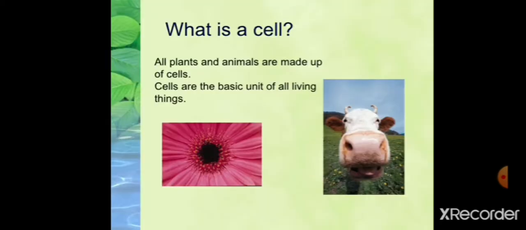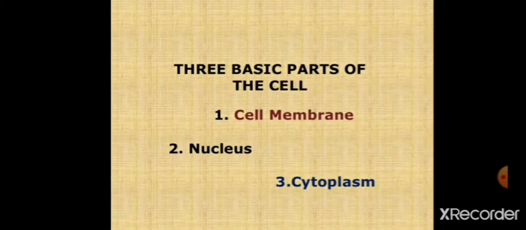First, let us start with a simple topic, that is cell, before going on in further details about animal cell and plant cell. Let us just quickly revise what a cell is. You all know that all plants and animals are made up of cells, right? So what are these cells? These cells are the basic unit of all living things. There are three basic parts of a cell in all the cells. The first one is cell membrane, second one is nucleus, and the third one is cytoplasm.